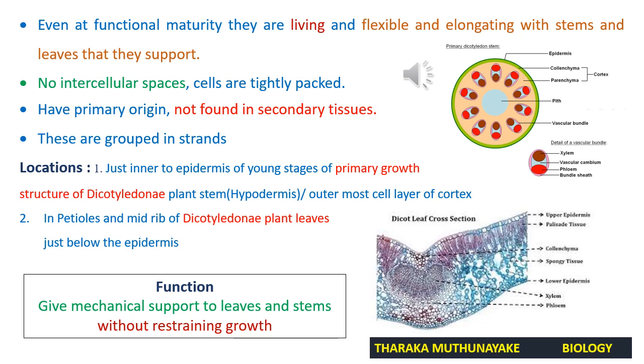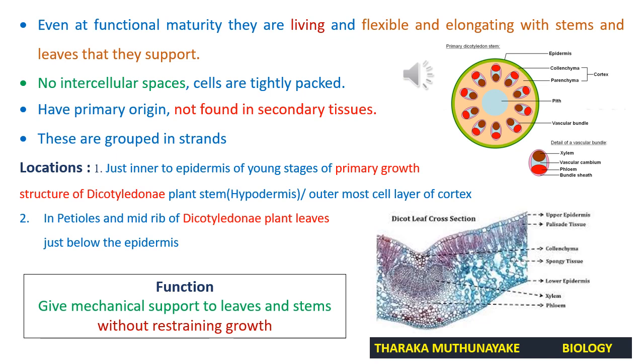And these are grouped in strands. In the locations where you find them, along the length axis, they are arranged as strands. And also there's another important thing. It is not mentioned here. You can put that into the note, put a star in the note and write there. Collenchyma are never found in roots. Roots do not have collenchyma. They are found in stems and also in leaves, but not in roots. Remember that.